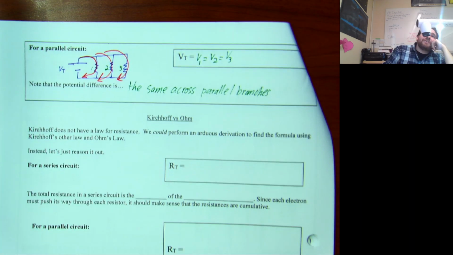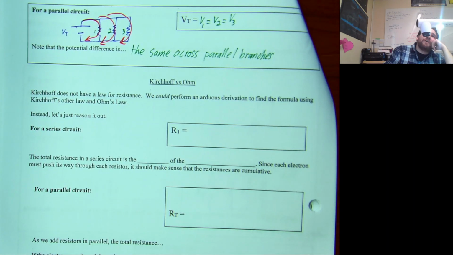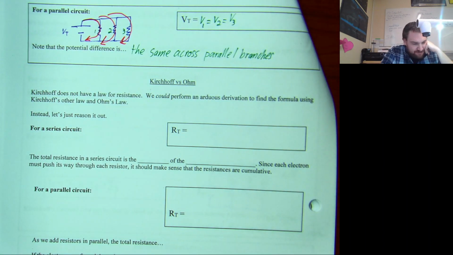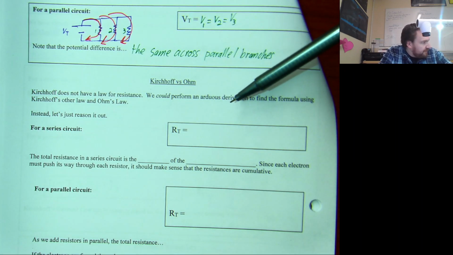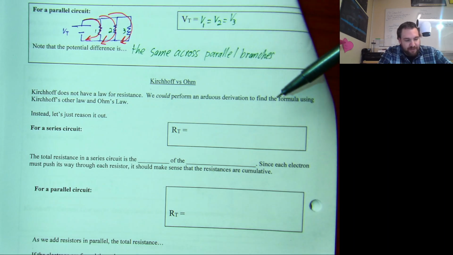Now, the last one, Kirchhoff didn't have a law for resistance. But physicists have combined Kirchhoff's laws with Ohm's law, and there are some really gross derivations. I'm not going to make you do the gross derivations. I'm just going to tell you what the results are, and we can reason our way through them.